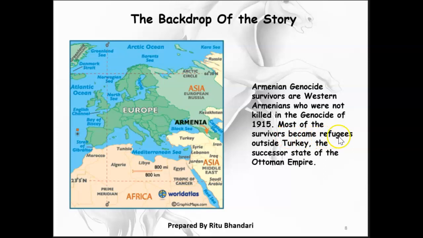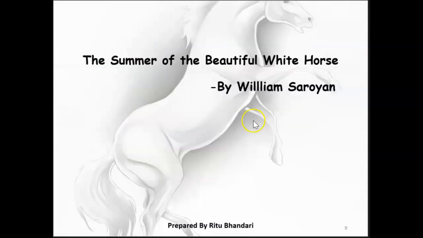Most of the survivors became refugees outside Turkey. So they became refugees outside Turkey over here. And the successor state, which was the successor state of the Ottoman Empire. For the timing, this is enough for you to understand because this is not a history chapter. So you can maybe just keep this in mind and then we will go on to understand this beautiful chapter which doesn't have much mind-boggling ideas and understanding required.